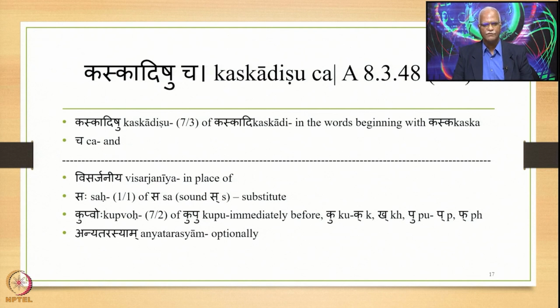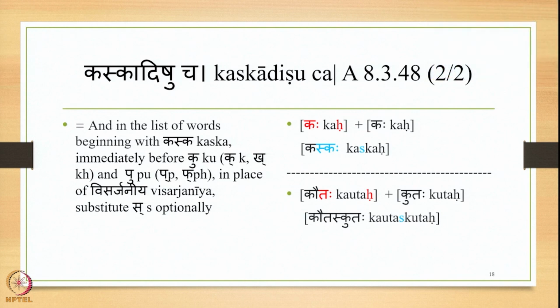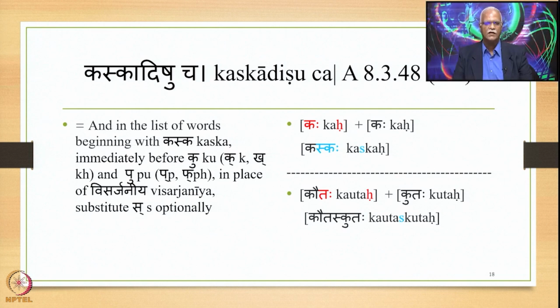So here we know that Visarjaniya is the substituent, Sa is the substitute, and if the word is placed in this particular list called Kaskadi, then a Visarjaniya is substituted by Sa when Ku or Pu follow. This substitution is optional. So the meaning of the sutra is the following: and in the list of words beginning with Kaska, Kaskadishu Cha, immediately before Ku and Pu, Kupvoho, in place of a Visarjaniya, Visarjaniyasya, substitute Sa, Saha, optionally.